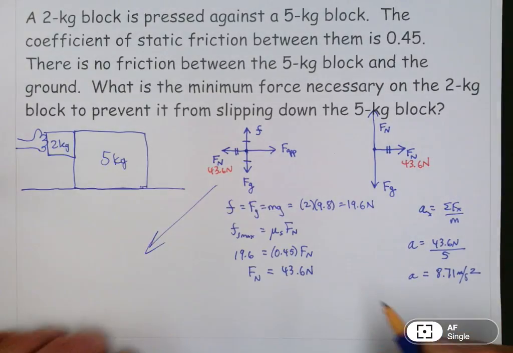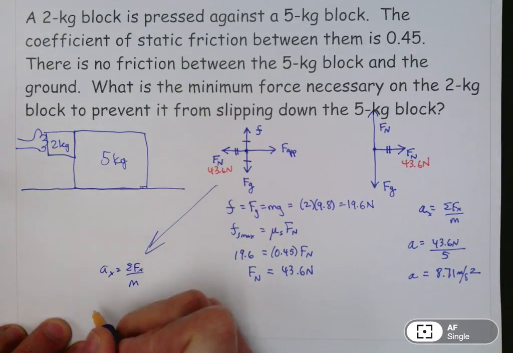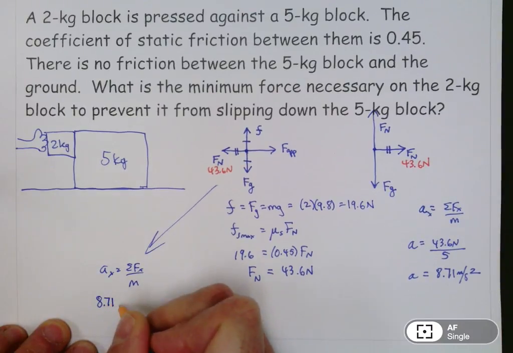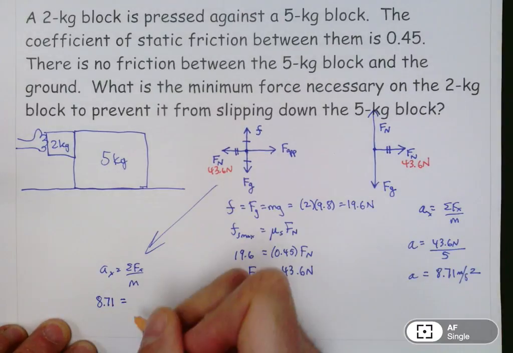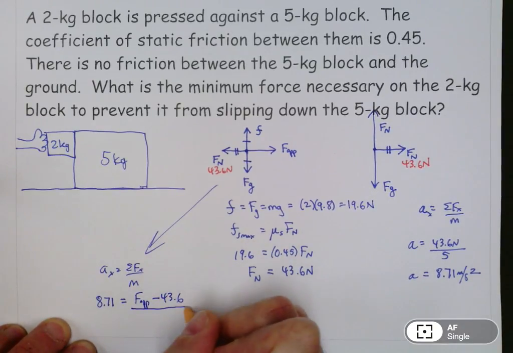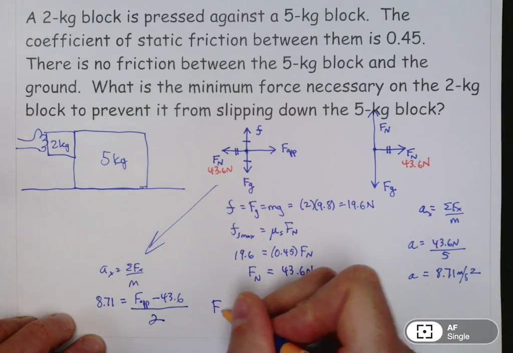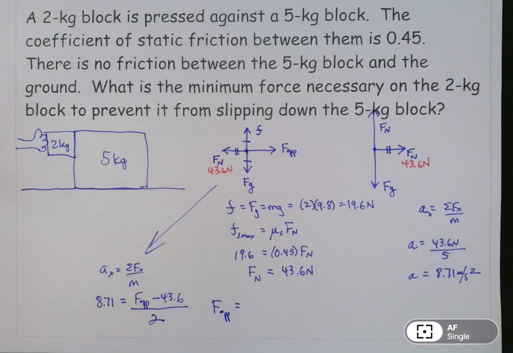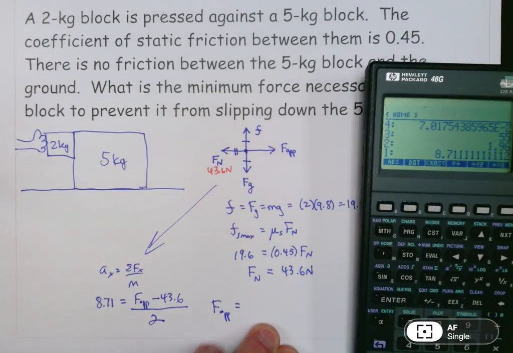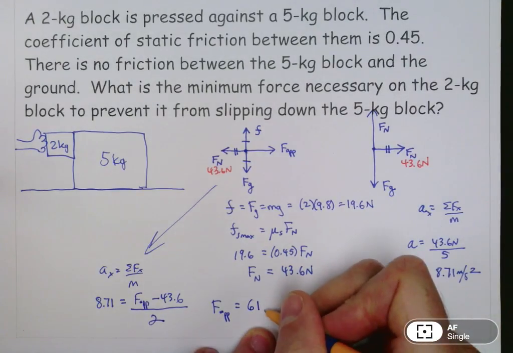So let's just do acceleration in the x direction equals net force in the x direction divided by mass. We know that the acceleration has to be 8.71. We've got two forces here, the applied force that we're looking for minus the normal force that we just calculated and then divided by 2. And so that will allow us to calculate what that applied force needs to be. Just multiply that by 2, and then I'm just going to add 43.6 for an answer of pretty much exactly 61 newtons.